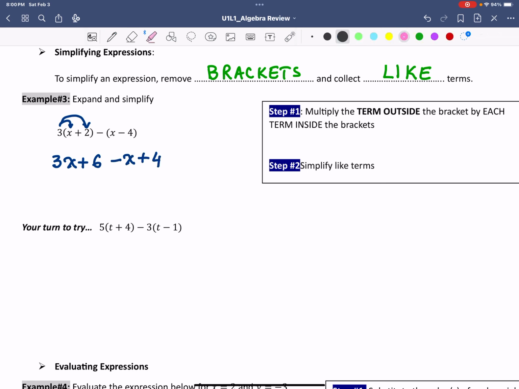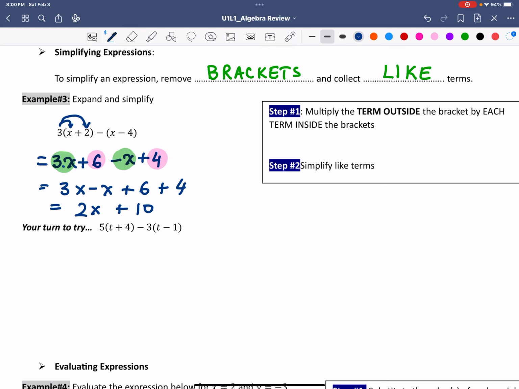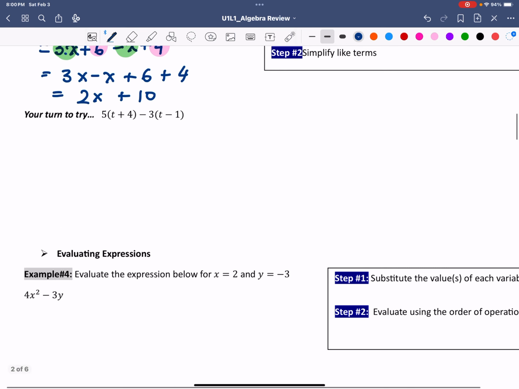Now we have to group like terms. 3x and negative x, positive 6, positive 4. So 3x minus x plus 6 plus 4 is 2x plus 10. This is the final answer. Now try the next one.